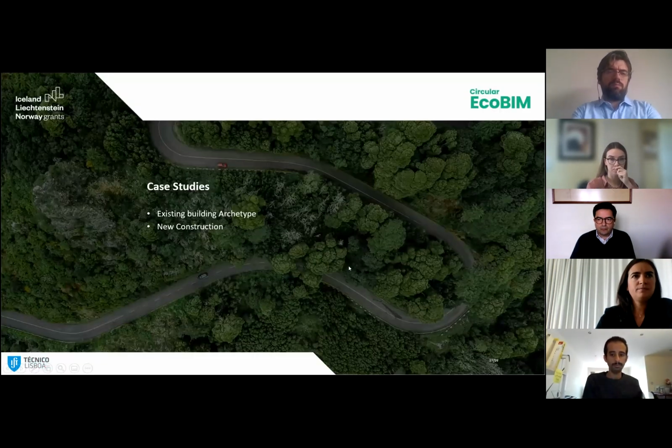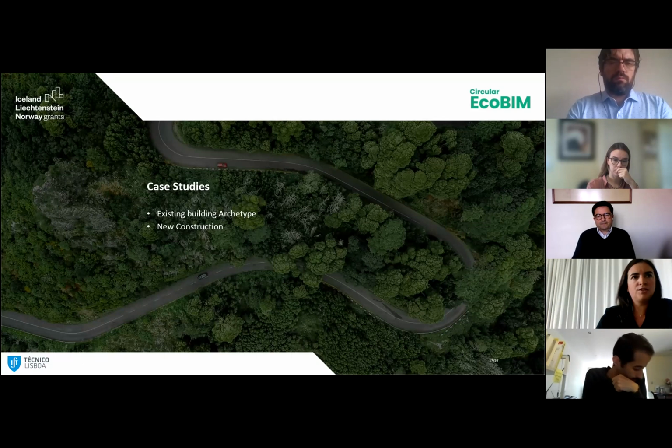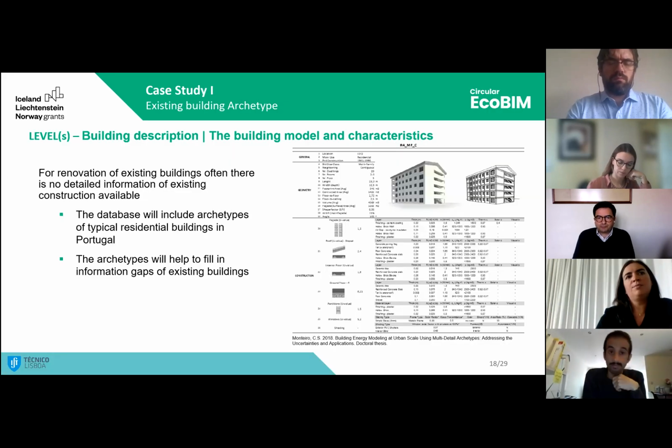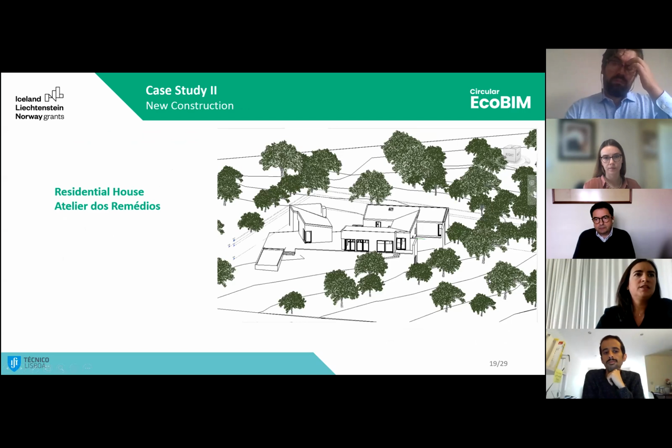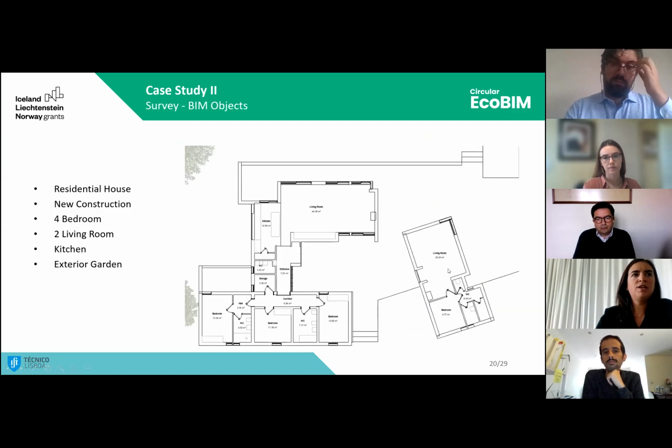We studied 2 case studies, one for refurbishment and another one for new construction. This is an example of an archetype, a typical residential building in Portugal with the information filled in. The second one is a new construction from Ateliê dos Remédios. It's a new construction, a 4-bedroom house with 2 living rooms, kitchen and exterior garden.